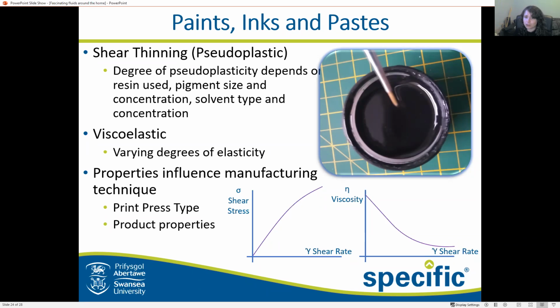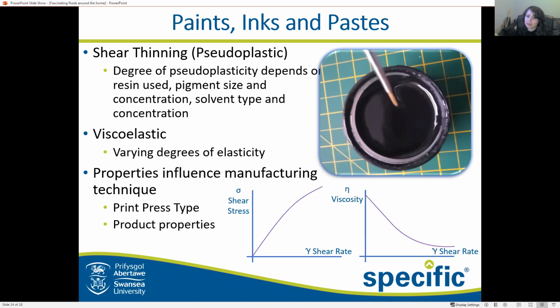When you stop brushing it on, you don't want it to drip down the wall and end up on the floor, which is why its recovery to go back to its initial viscosity and stay in place is incredibly handy. So how shear thinning a fluid is depends on a variety of things. When it comes to inks and pastes, it can be the type of resin used, the size of the pigments, the amount of pigments used, or the dyes used, and all of their concentrations. These can all have really big effects.